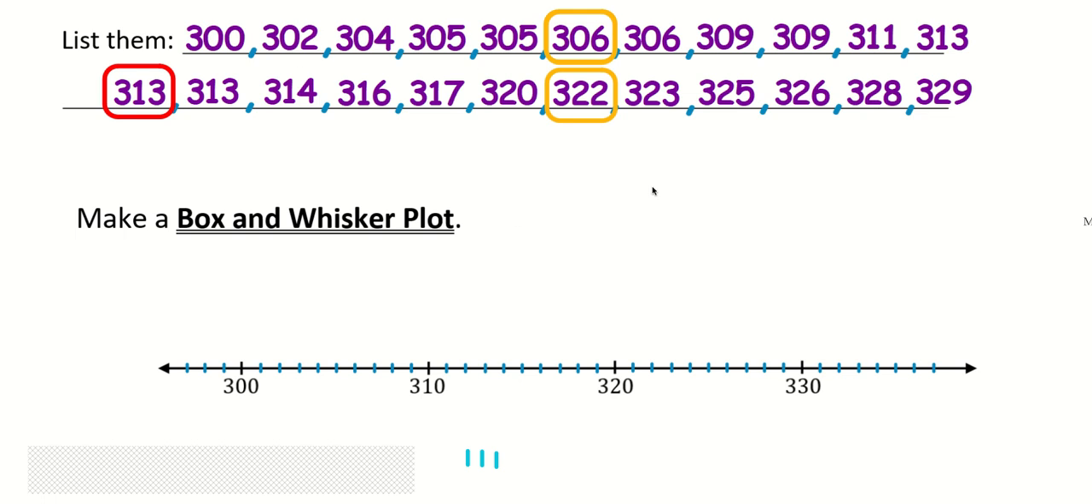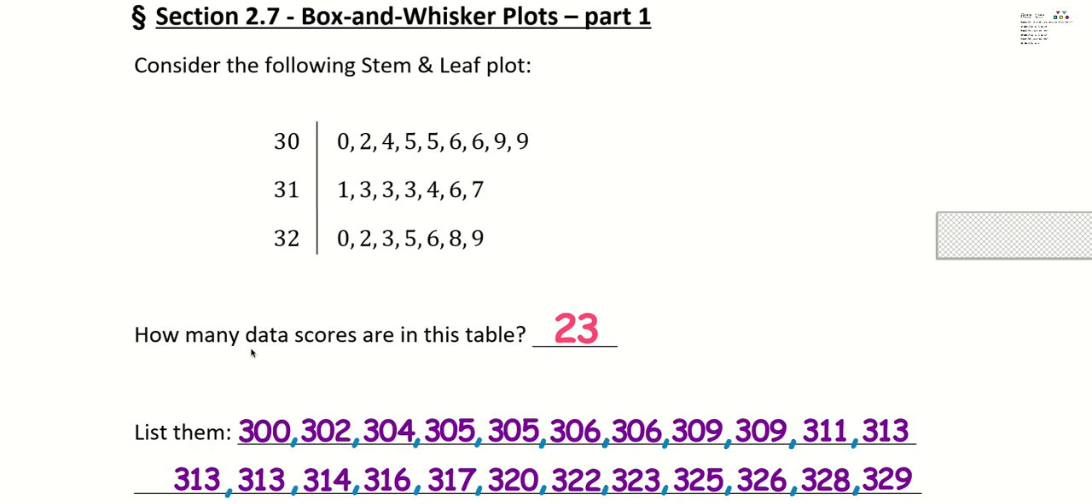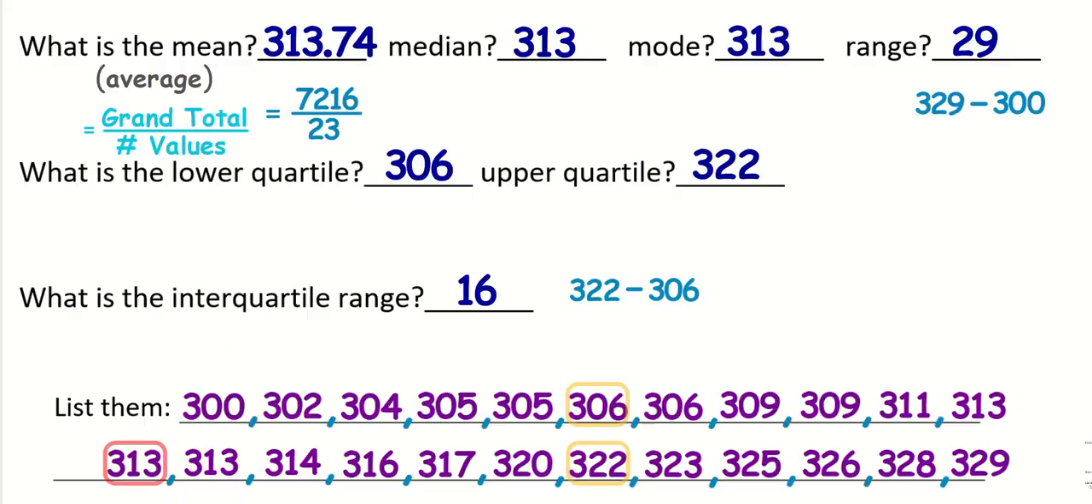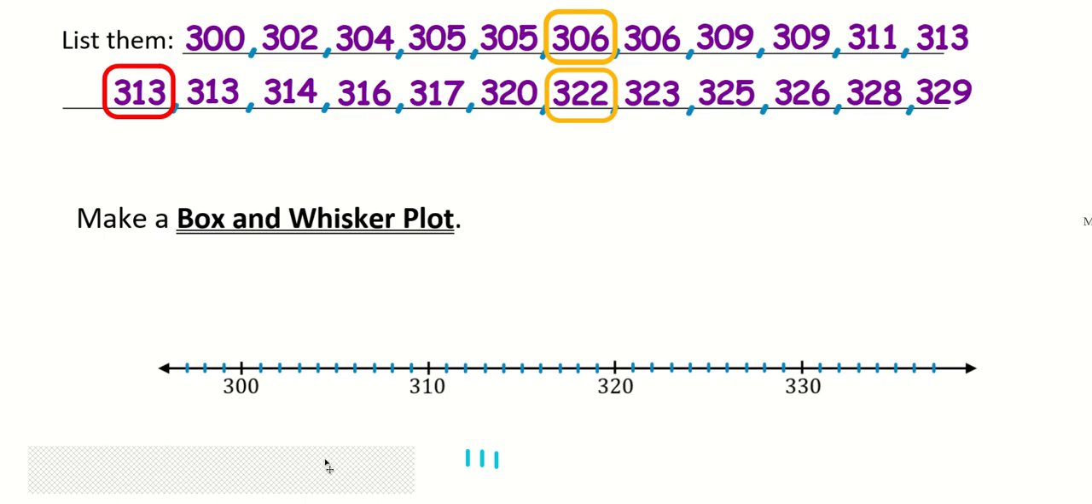Recopying this again just for my own screen visuals here. The last thing here in part 1 is, okay, so how do we make a box and whisker plot? Reminder, this representation with the stems and the leaves, call it a stem and leaf plot. So what is a box and whisker plot all about?